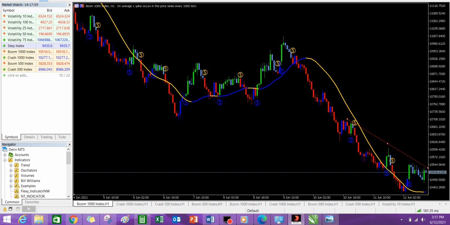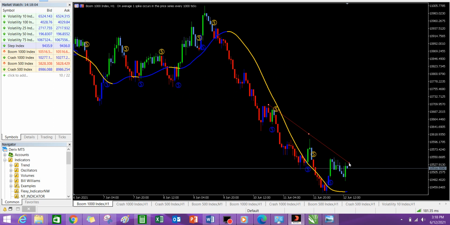Okay, I'm going to adjust it a bit so that you guys will get to see what I'm trying to see. Okay, so it is already building a resistance level around there. That is why it is yet to break out from here. That is why it is finding difficult to break out from here.